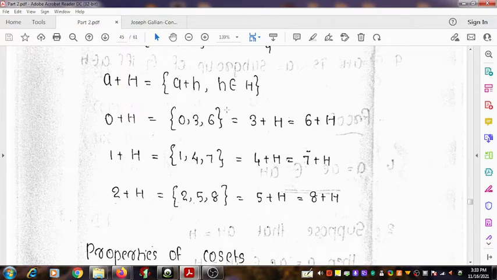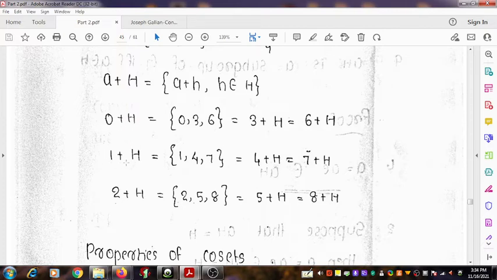But additionally you can see that it is equal to 3 plus H. 0 plus H is equal to 3 plus H also, and equal to 6 plus H also. Thus, there are 3 cosets which are the same. When we add 3 to H, we get the same coset, and when you add 6 to H, then also we get the same coset.